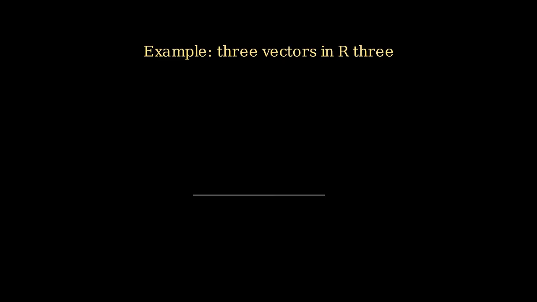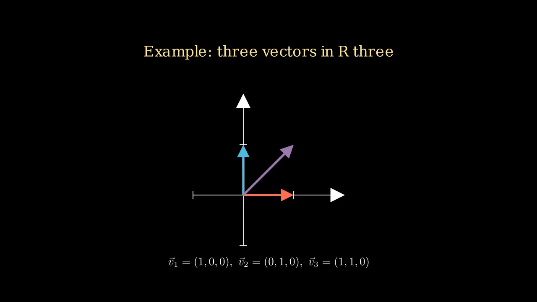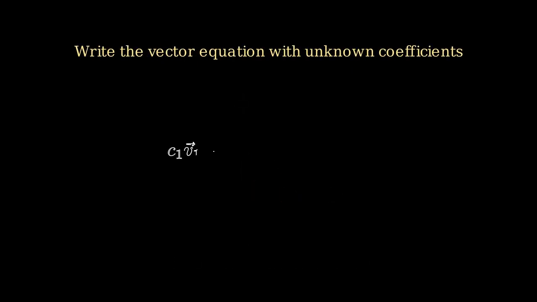Let's work a complete example in 3 dimensions. Let V1 equal the vector 1, 0, 0, let V2 equal the vector 0, 1, 0, and let V3 equal the vector 1, 1, 0. We write the equation C1 times V1 plus C2 times V2 plus C3 times V3 equals the zero vector 0, 0, 0. Now convert this vector equation into a system of ordinary equations by looking at each coordinate separately.